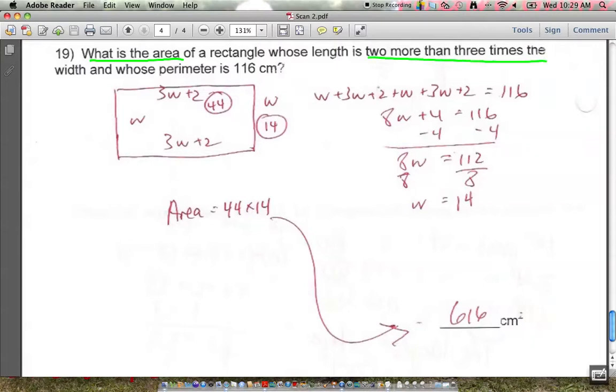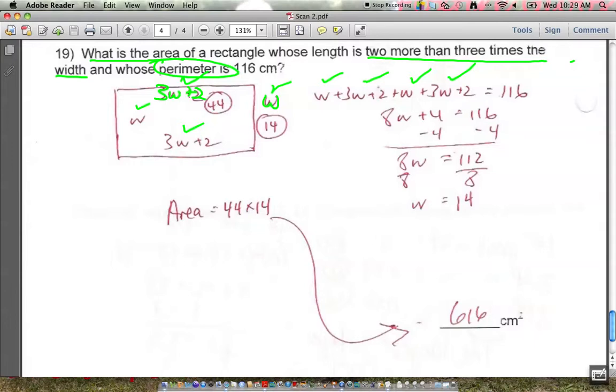Do you notice this more than and less than stuff keeps creeping up? 2 more than 3 times the width. Remember to switch the order. So if I let the width be w, then the length is 2 more than 3 times the width, so that's 3w plus 2. And what does perimeter mean again, guys? Add up all the sides, right? So I add them all up. I do this one, this one, this one, this one, and I start adding them up. This is the same side situation. That's 8w plus 4 is 116.